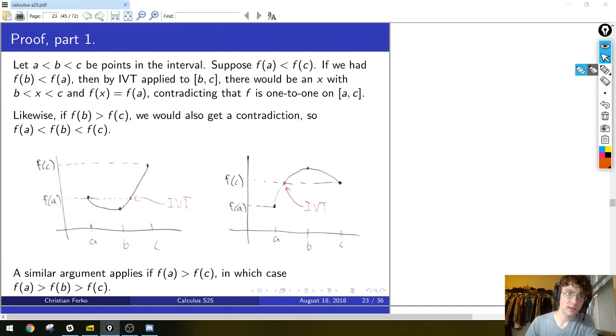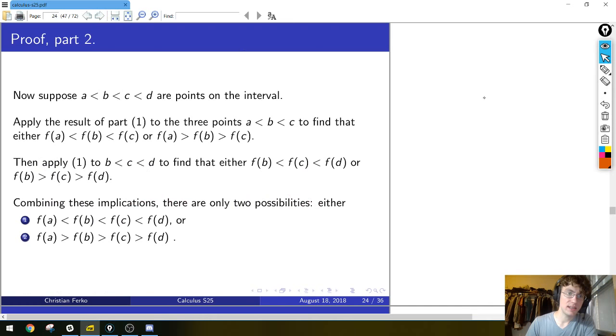Alright, so that was the 3-point case. Let's prove the 4-point case. It's pretty easy. If there's 4 points, you just apply the 3-point case separately to the first 3 and the second 3. So if there's 4 points in the interval, apply part 1 to ABC. That means either f of a is less than f of b is less than f of c, or f of a is greater than f of b is greater than f of c. Apply it again to B, C, and D. Same thing. Either they're ascending or descending.